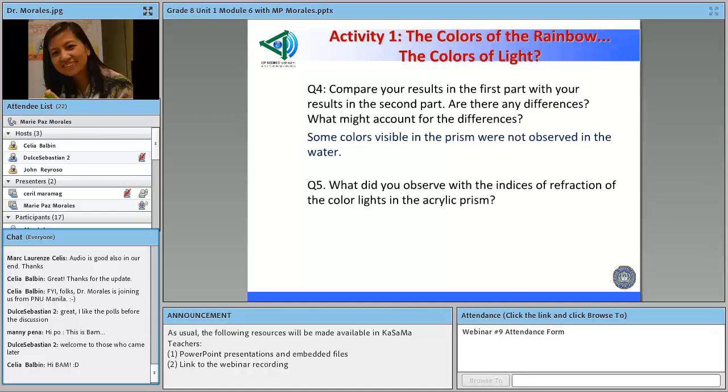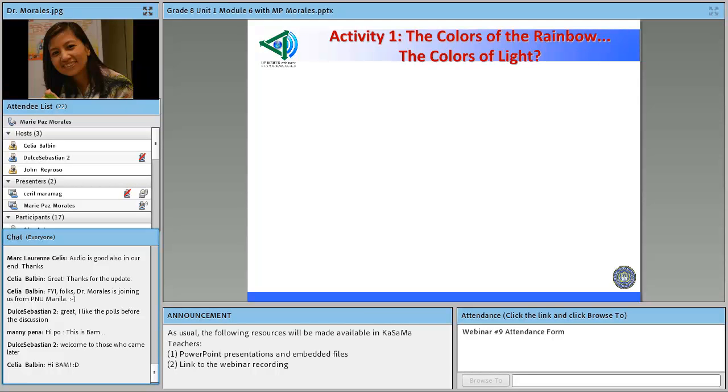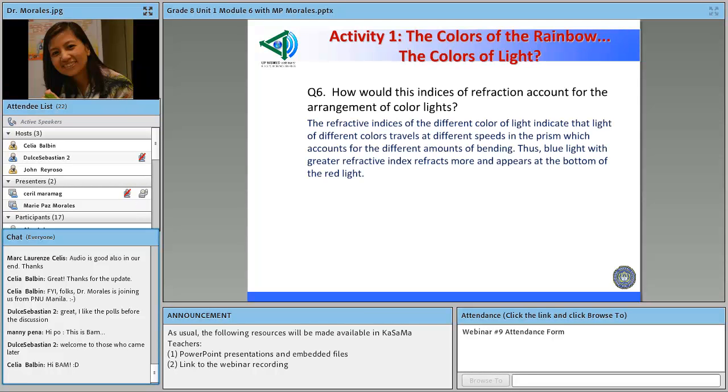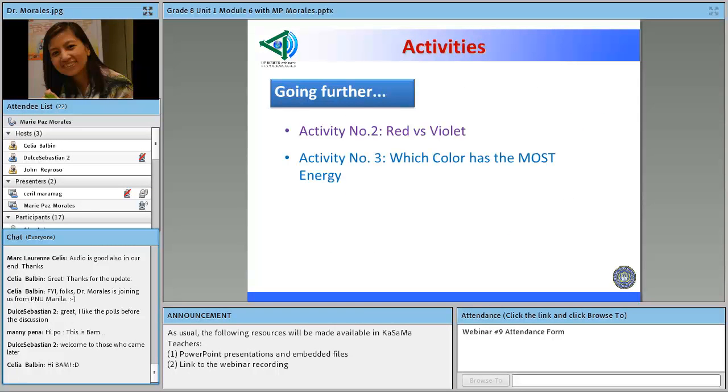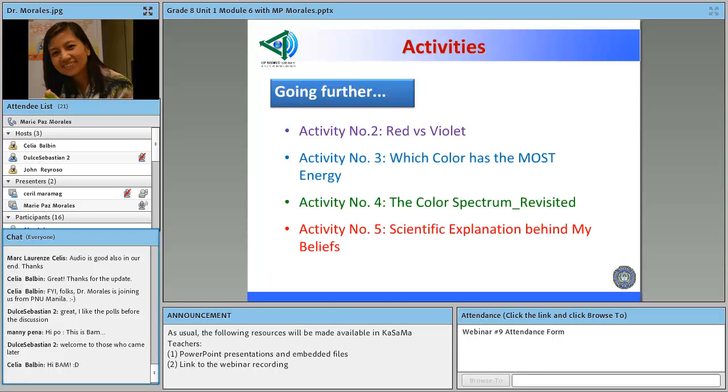So as you can see, there are mentions already of dispersion and refractive indices, comparing the different color lights and the refractive indices. Here in this particular question, you can see how the refractive index indicates how light bends. The greater the refractive index, they appear at the bottom, just like the red. Okay, so going further, there are four more activities.